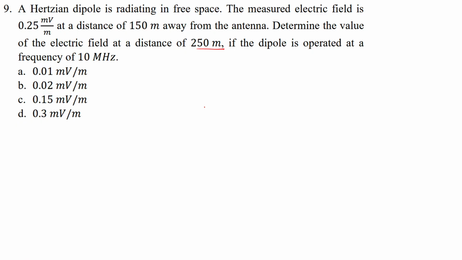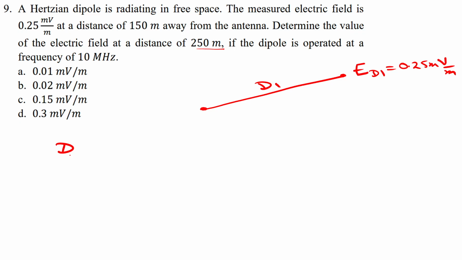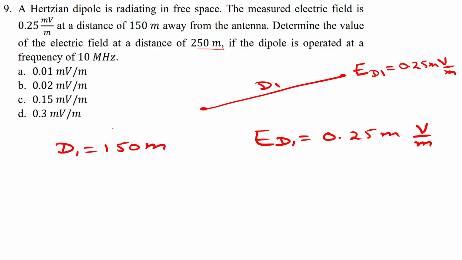So in the problem, a Hertzian dipole is given, which is radiating in free space, and we have measured the electric field at a distance. Let's say this is d1, and what we are measuring here is the electric field ED1, which is given as 0.25 millivolt per meter. In the problem, d1 is also given as 150 meters, and at that distance we are measuring the electric field. So I'm denoting it as ED1, 0.25 millivolt per meter. And what they are asking is what will be the E field at a distance d2, which is 250 meters. So at 250 meters, what will be the value of this ED2?